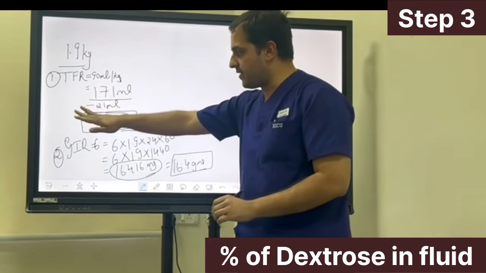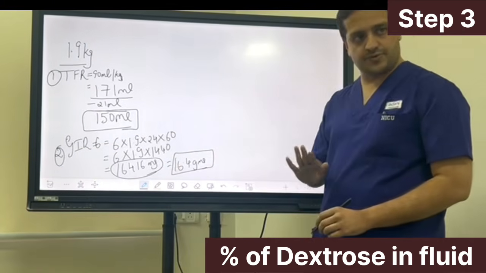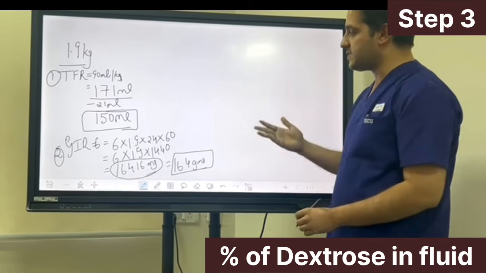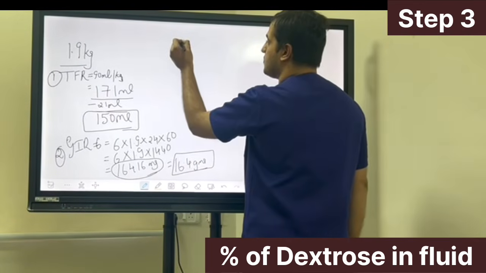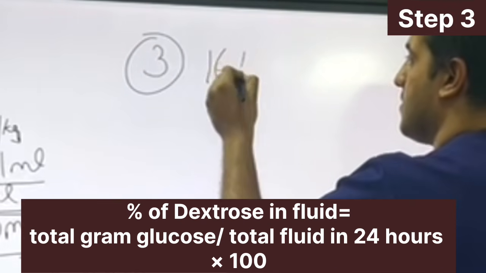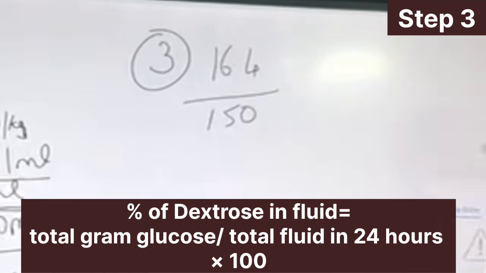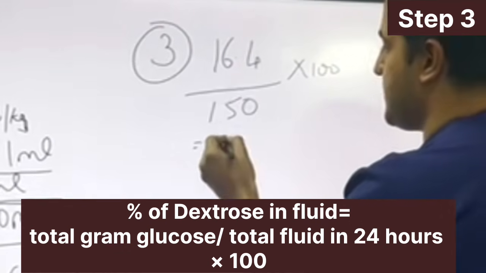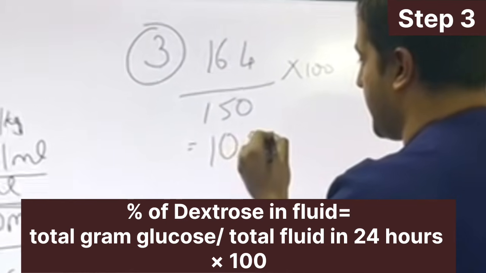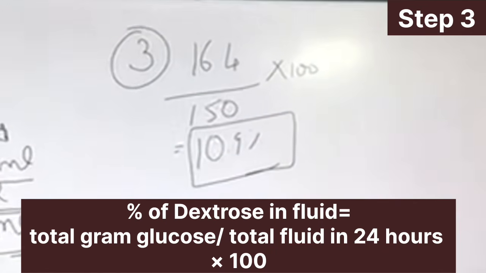So the first step is you calculate the TFR based on the day of life. Second step is you calculate the GIR you want to give. That will give you the total grams of glucose you should give. Third step is you divide 2 by 1. So in the third step what do you do? This 16.4 grams you divide by 150. Okay, 0.109. So this much is 0.109 into 100, so this will become 10.9. Okay, so this is the concentration of dextrose in the fluid I will be giving.